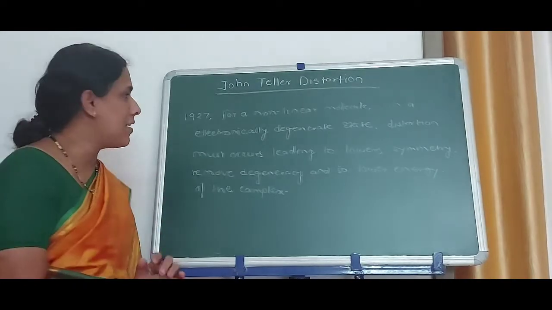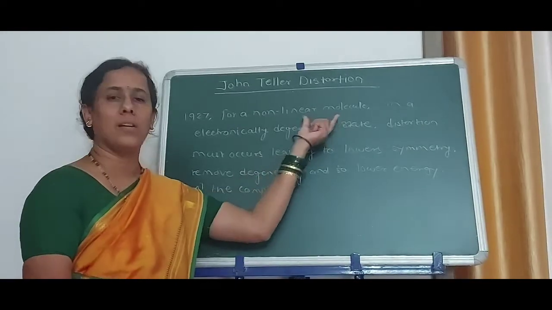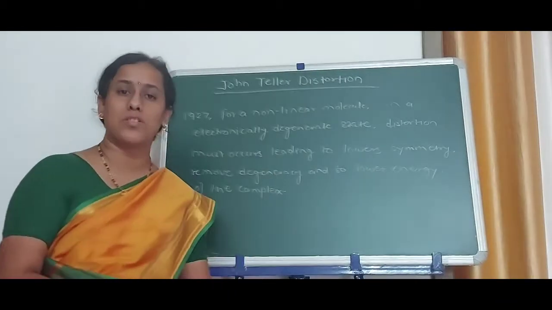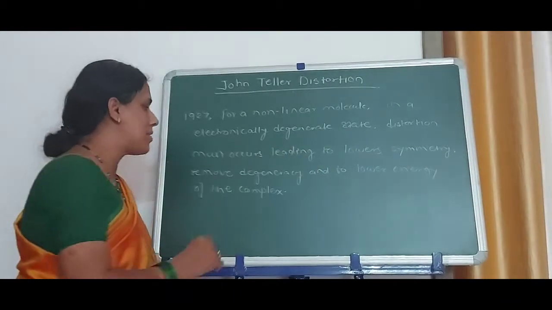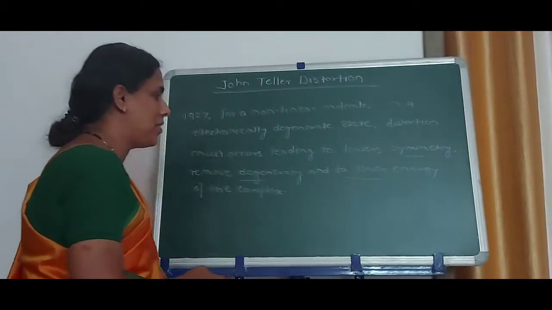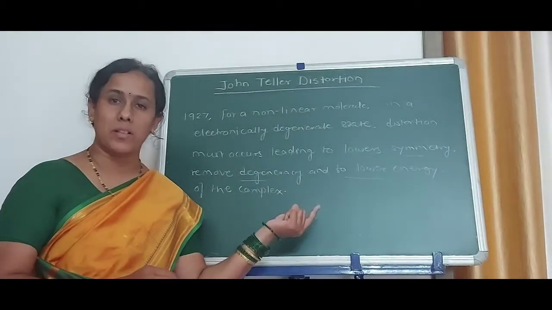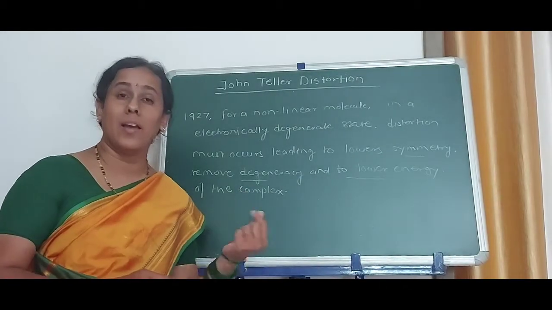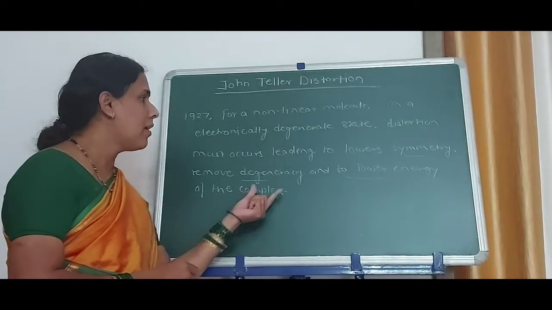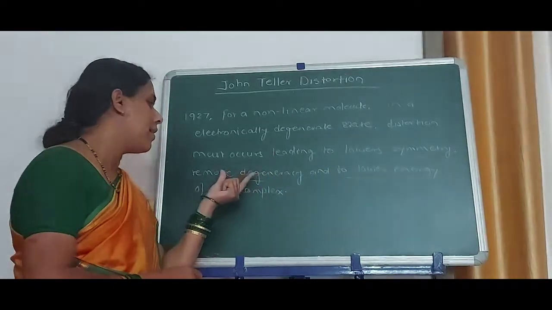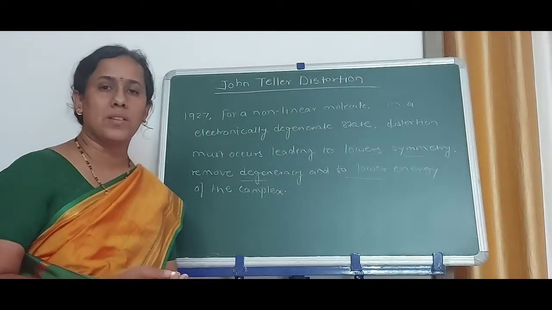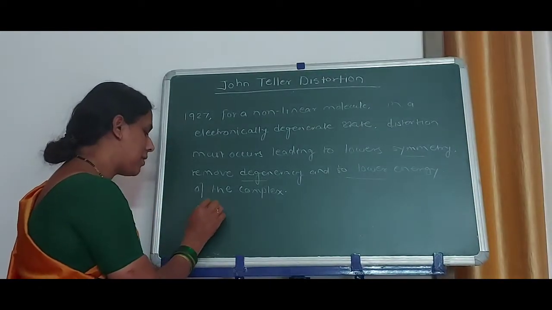Again, I will state here that for a non-linear molecule, according to scientists Jahn and Teller, in an electronically degenerate state, distortion must occur, leading to lower symmetry, removal of degeneracy, and lower energy. While undergoing these changes, the molecule or complex is very stable. Now, what are the criteria for lowering the symmetry, removing the degeneracy, and lowering the energy? For that purpose, we are going to discuss the d orbitals.